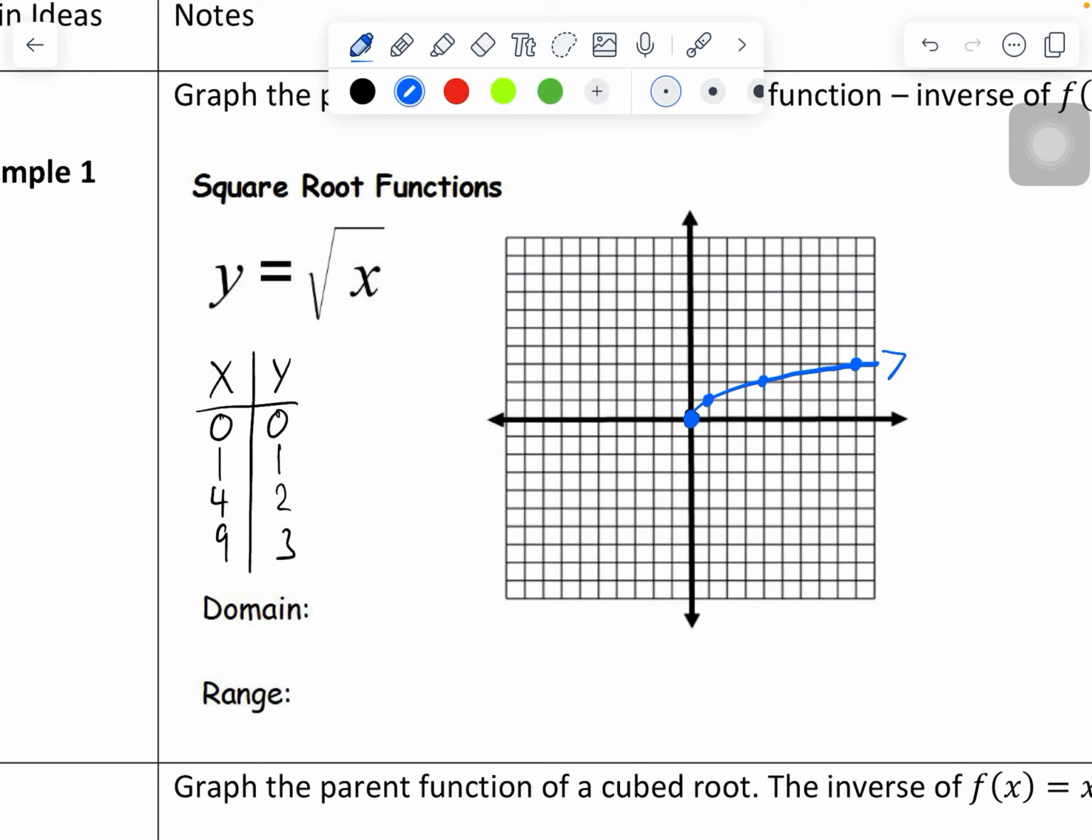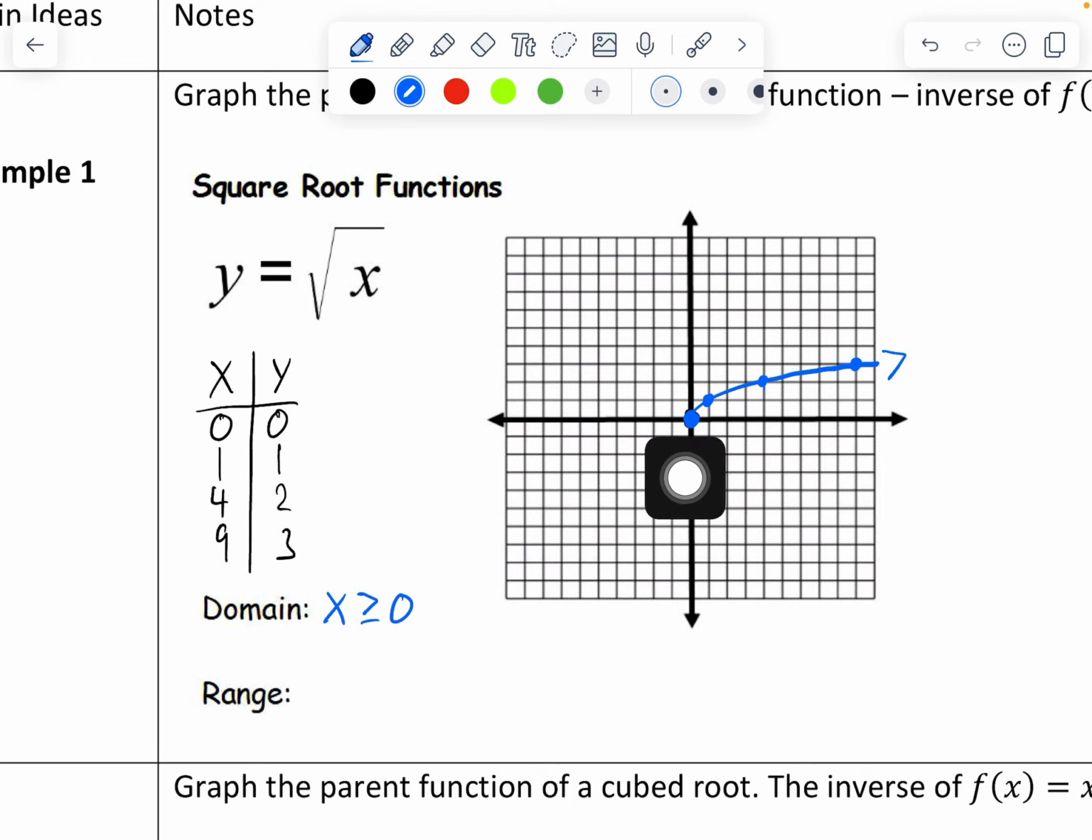Our domain is what are the x values that we're allowed to put in. In the previous two lessons, we talked about the domain and the restrictions. We know that for square root functions, we can't have any negatives. So we are going to start this at 0, which is the very first point in the x value, and everything gets bigger from there. So we're going to say x is greater than or equal to 0.